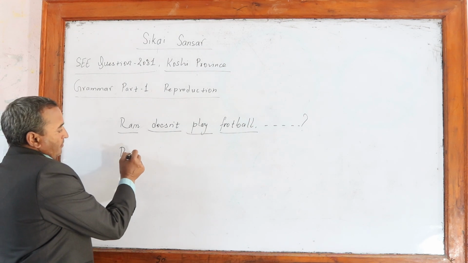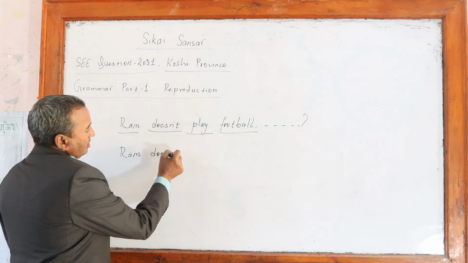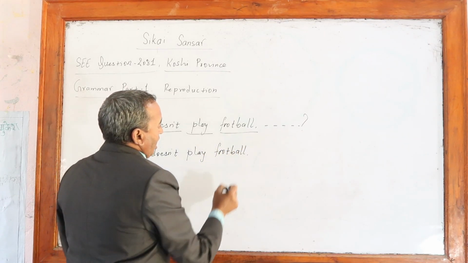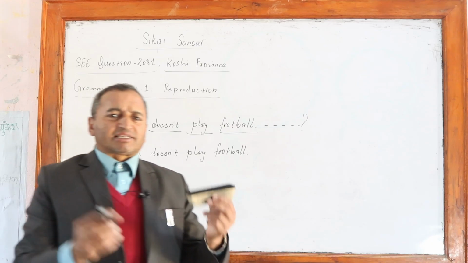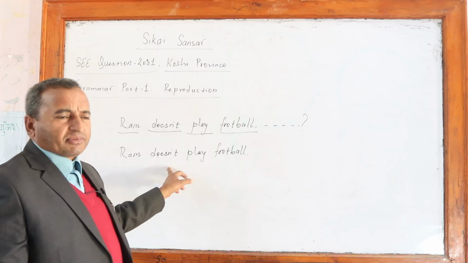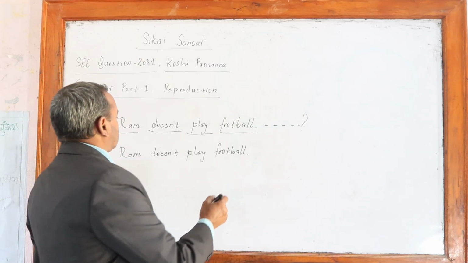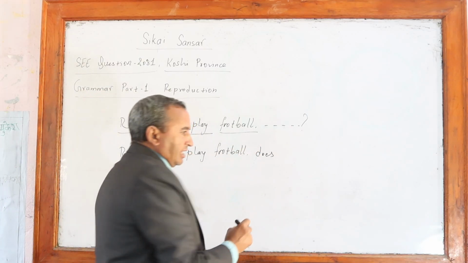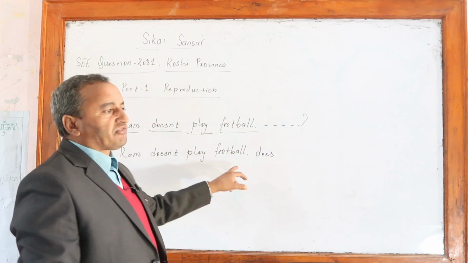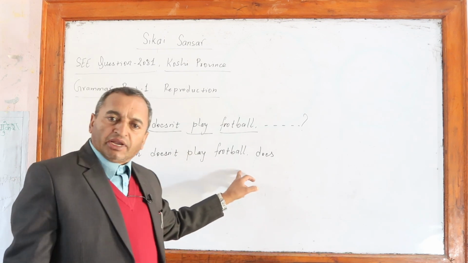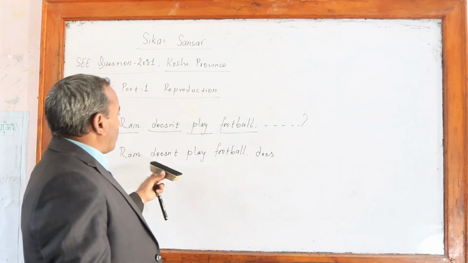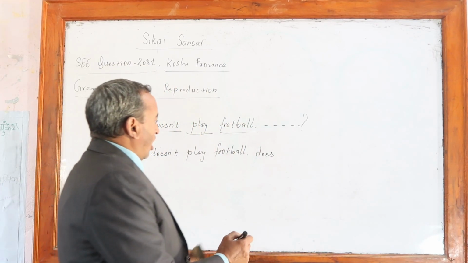Okay, Ram doesn't play football. Now it is very easy because we need an auxiliary verb, but here the auxiliary verb does has already arrived. So we have to write does here. And as I have told you earlier, if the statement is given in negative form, the tag becomes affirmative. So look here, Ram doesn't play football, does, okay, then.